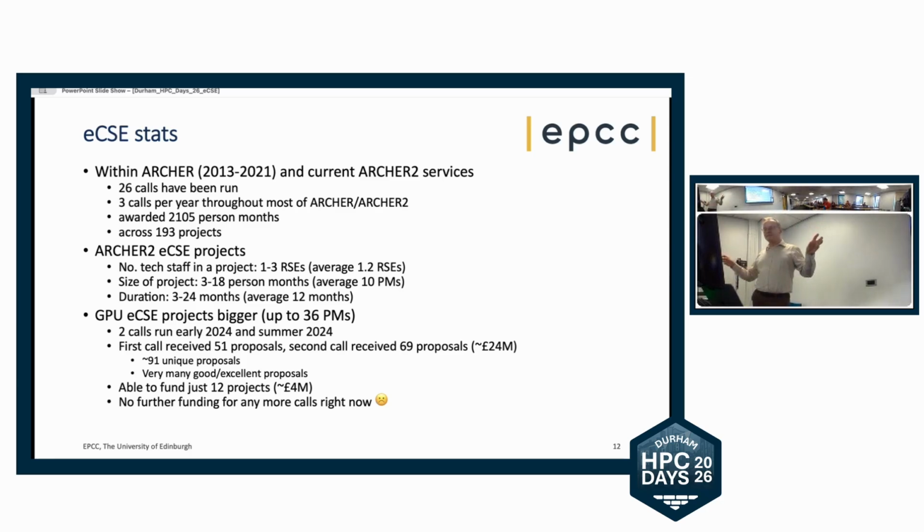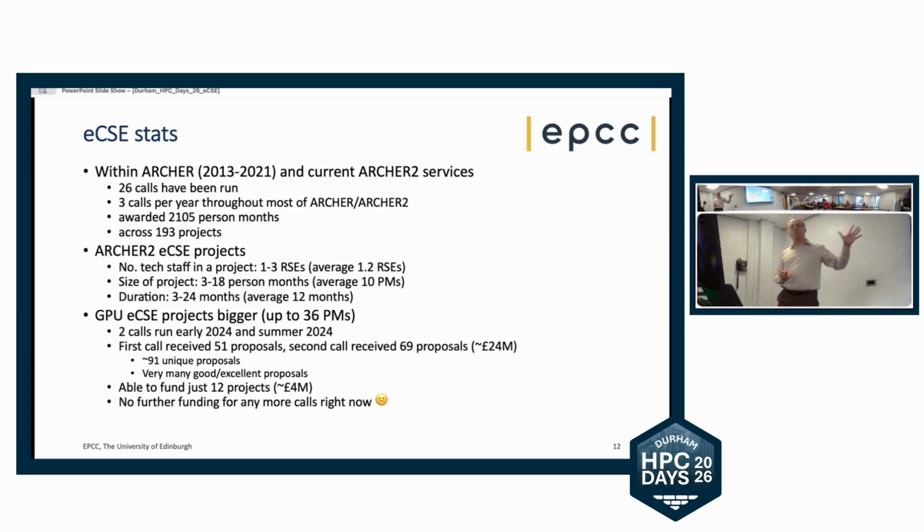As I said, there were 51 and then 69 proposals. It's a bit difficult to know for sure, but if I take away the duplicates, the people that applied the second time as a resubmission of the first time, I think there were 91 unique proposals. I haven't quite worked out what that does to the money figure; I guess it's about 3/4 of that. But as you can see, a lot of proposals, and there were very many good, excellent proposals that we had to reject. In the end, we could only fund 12 projects.